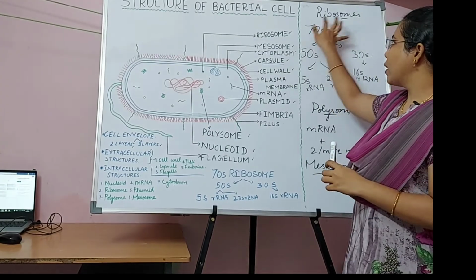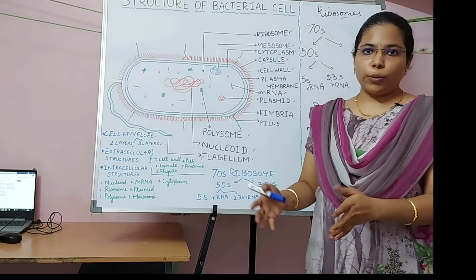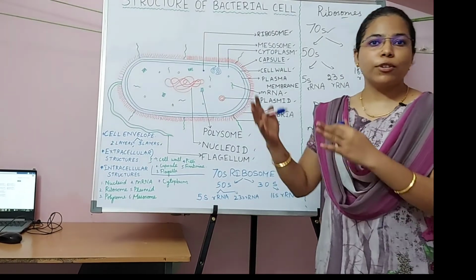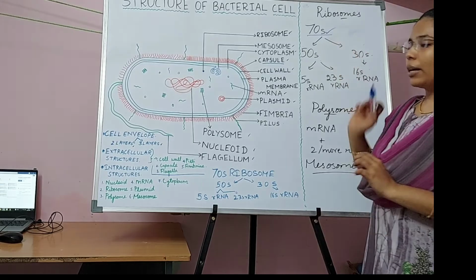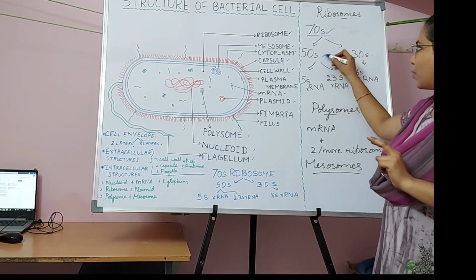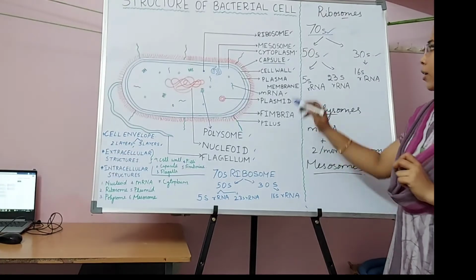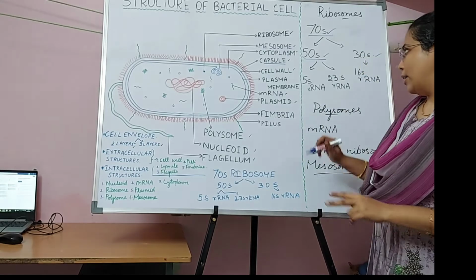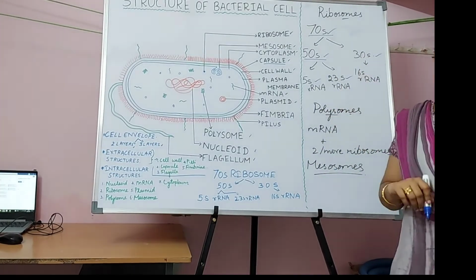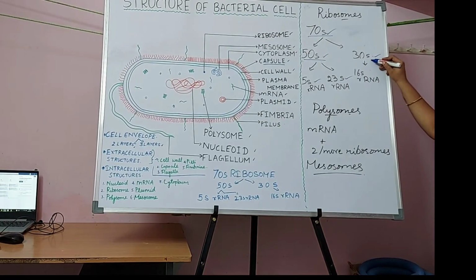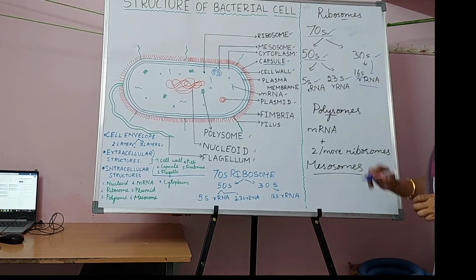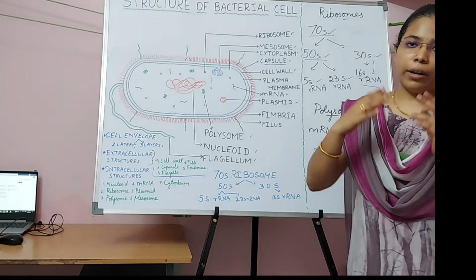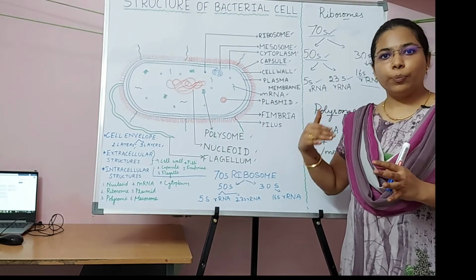And the next topic is ribosomes. Ribosomes are the site for protein synthesis. Bacterial ribosomes are 70S in nature, whereas eukaryotic ribosomes are 80S. This 70S ribosome is made up of two subunits. One is the 50S subunit, the other is the 30S subunit. This 50S subunit is again made up of two ribosomal RNAs. One is 5S rRNA, the other is 23S rRNA. Here this 30S subunit is made up of 16S rRNA. And these ribosomes are the site where mRNA will be translated into proteins.